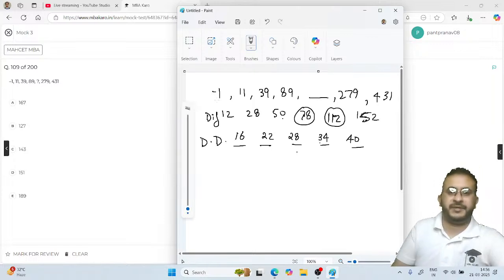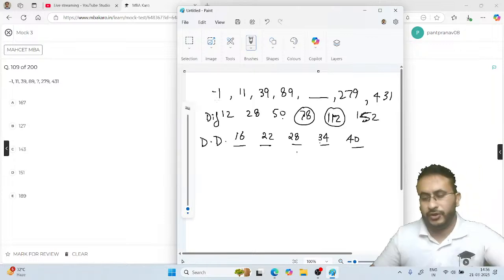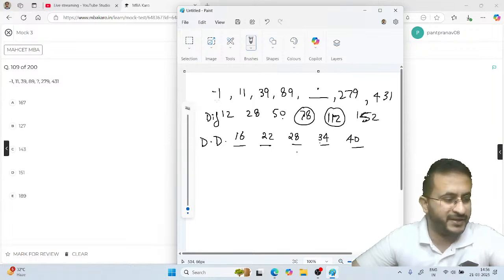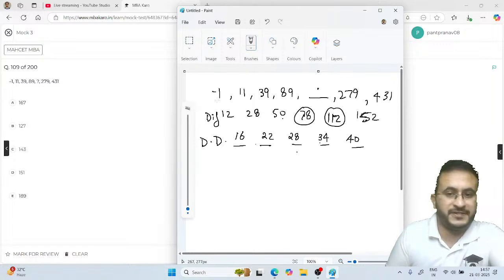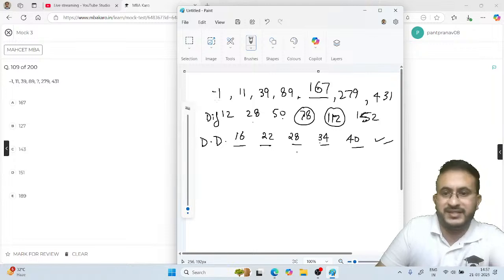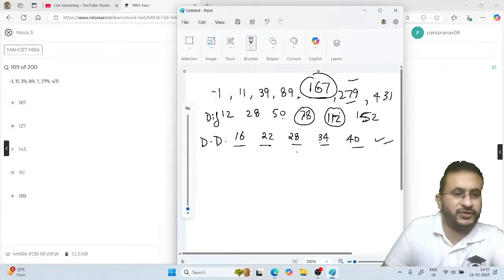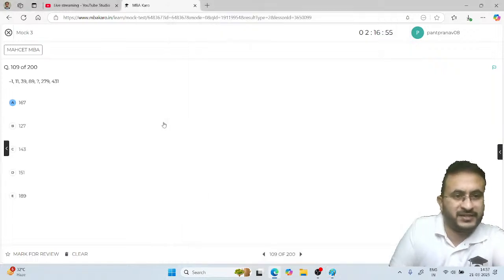Okay, so typically अगर ऐसे series बना रहे हो, and if a number is missing in between, right, so try this, which works in many cases. So double difference, if you see, these are matching a pattern, so these are also matching. So 89 plus 78 is making 167, and 167 plus 112 is making 279. So 167 is the missing number.